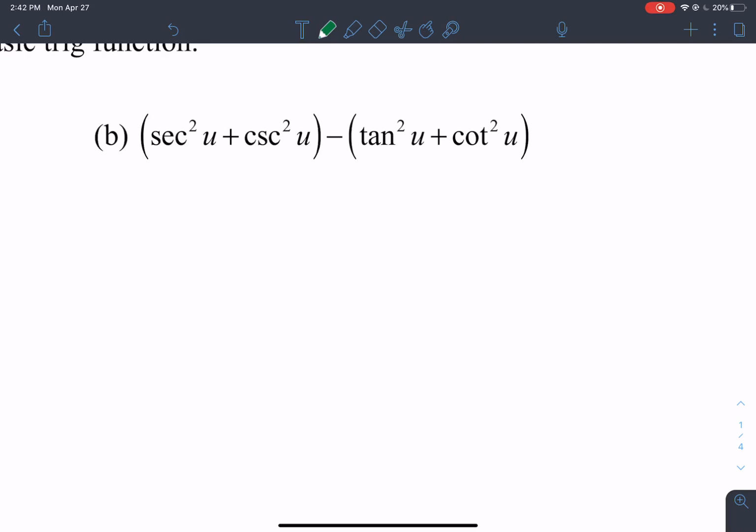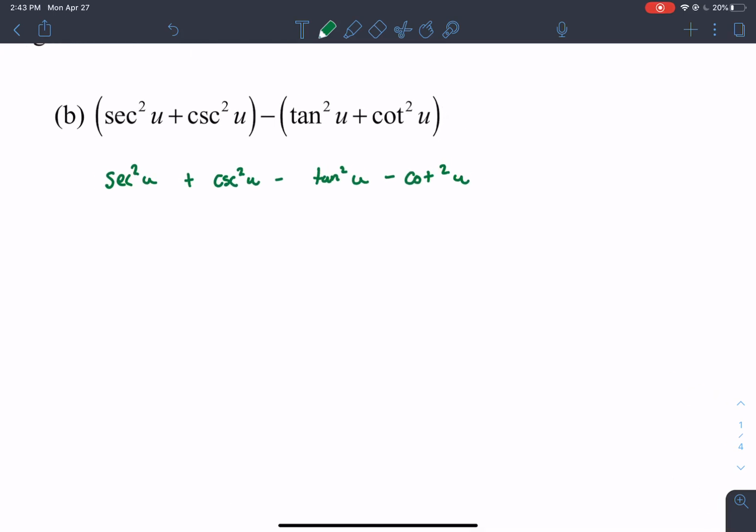Okay, the second one, again, a couple ways that you can kind of go about this. If you distribute now the negative sign, this is going to give you secant squared plus cosecant squared minus tangent squared minus cotangent squared.